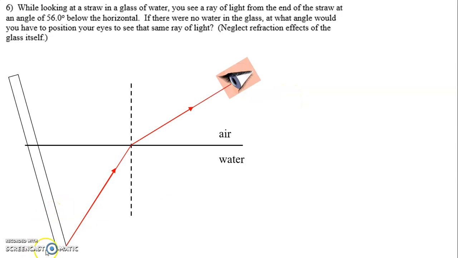It should look something like this. Again, going up to the connection point here, and then bending away from the normal in the air, going into your eye. This is the ray of light you are using to see the bottom of the straw.